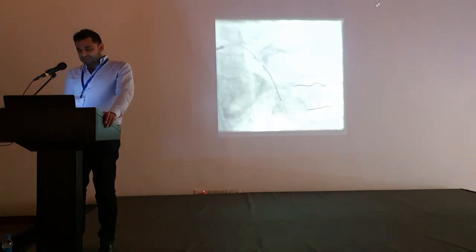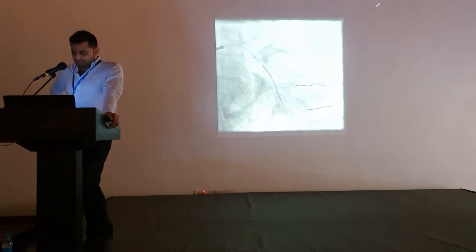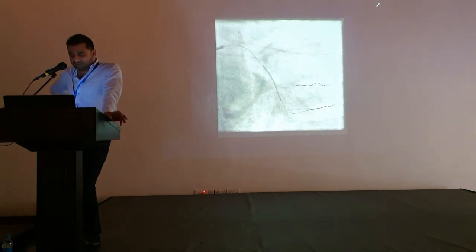Then for the main branch, the technique used is going to be a TAP technique. The reason I opted for a TAP technique is angulation. You can see it's fairly 90 degrees. And the second thing is the side branch is fairly discrepant. It's fairly small compared to the main circumflex. So culotte wouldn't be very practical here because of the size discrepancy.